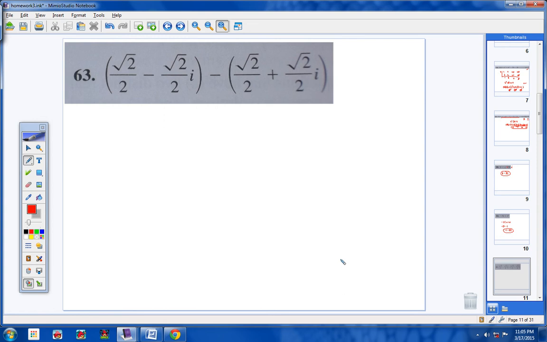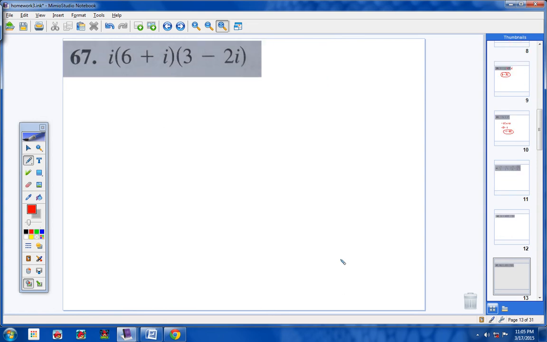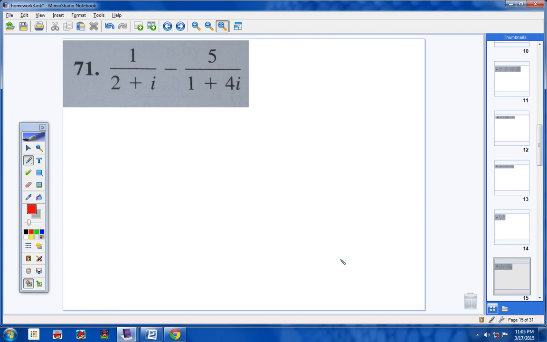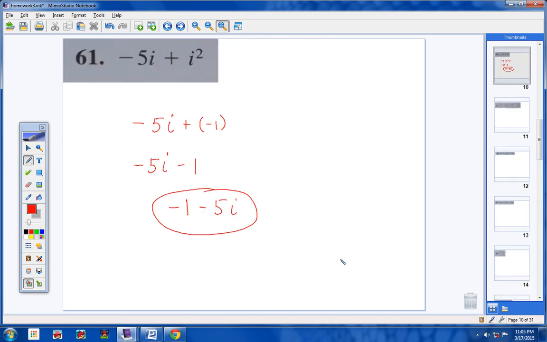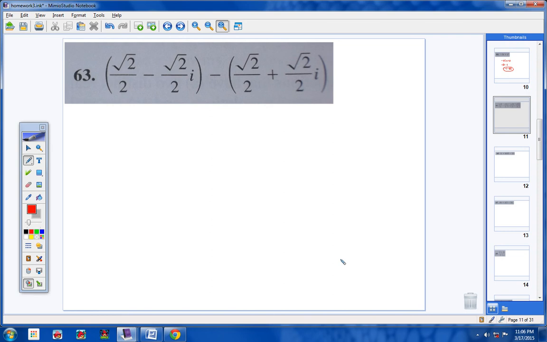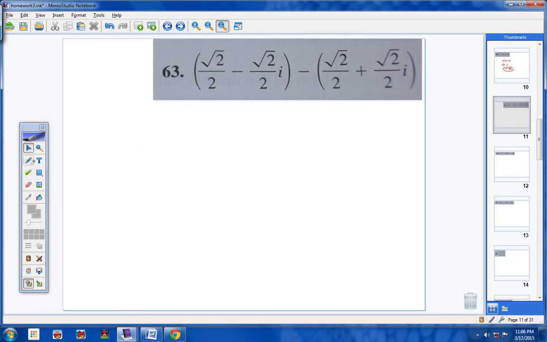Now students, for numbers 63, 65, 67, 69, and 71, so all of those, 63 through 71, the directions say to perform the operations and write the result in standard form. So, here we go. Okay, we're subtracting two complex numbers. So, there's a positive sign in front of this parenthesis, so this just stays the same. There's a negative sign here, so we multiply the negative sign through. Negative times a positive is negative. Negative times a positive is negative.